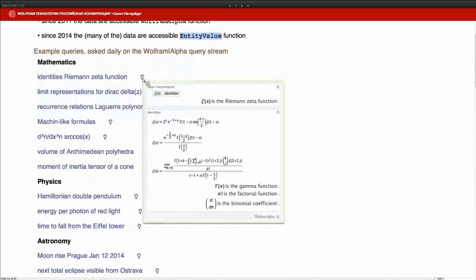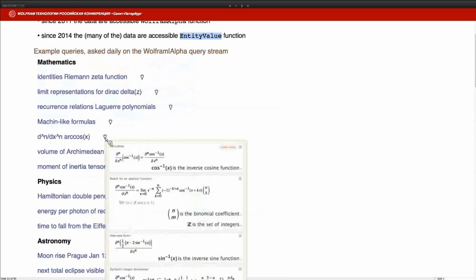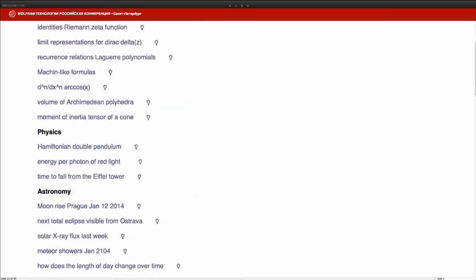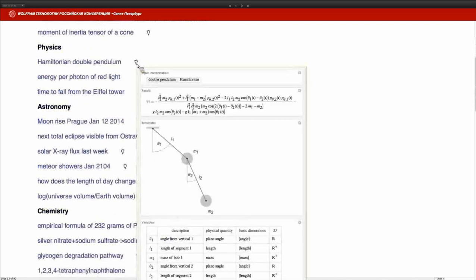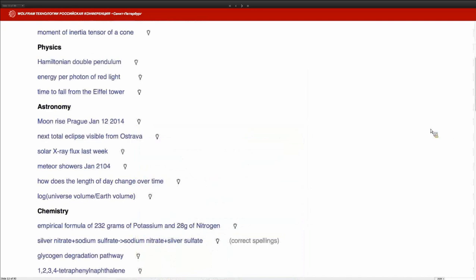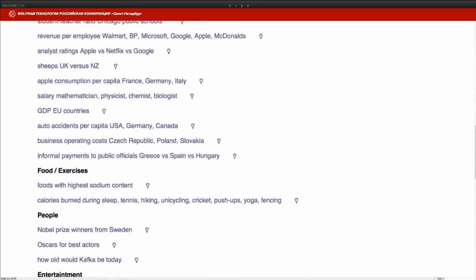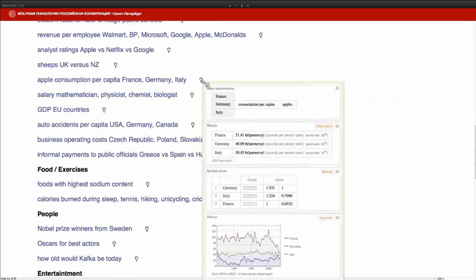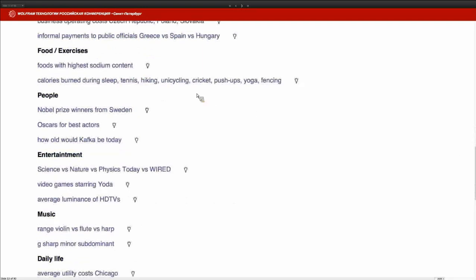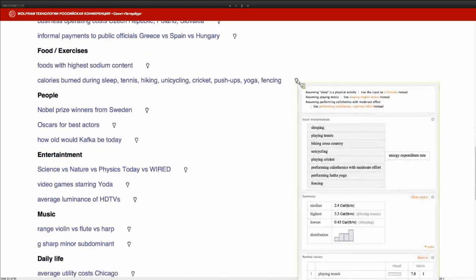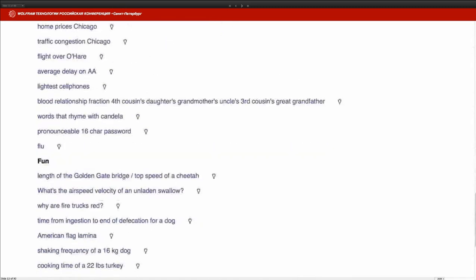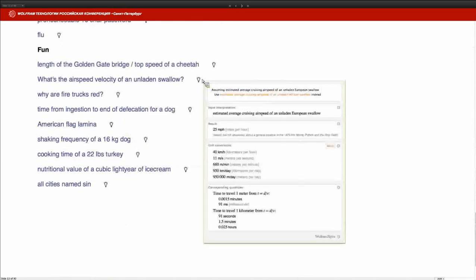So just to see what kind of knowledge is there in the language, here are a couple of popular questions that we get on the Wolfram Alpha website. So you ask, like, what are identities for the Riemann zeta function? What is a certain symbolic derivative of order n? What is the Hamiltonian of a double pendulum? When did the moon rise on a certain day? What was the solar flux last week? How many people go per week to a certain hospital? How many apples are eaten in France, Germany, Italy as compared to each other? How many calories do you burn when you do a certain exercise? And so on and so on.